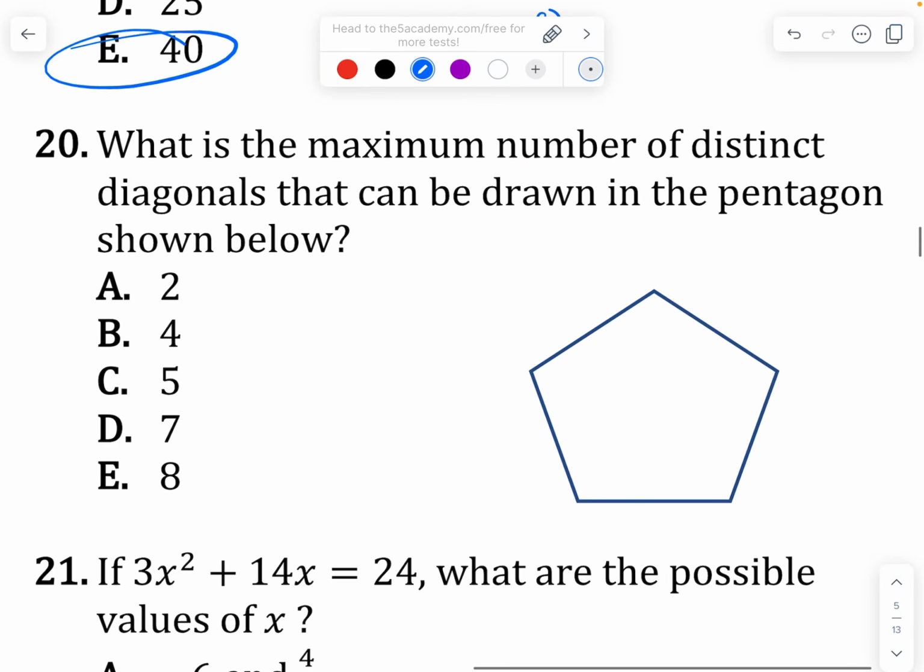What is the maximum number of distinct diagonals that can be drawn in the pentagon below? Okay, so because we're given a pentagon drawn out for us, we could probably just scribble all over it and identify the answer. Let's just do it.